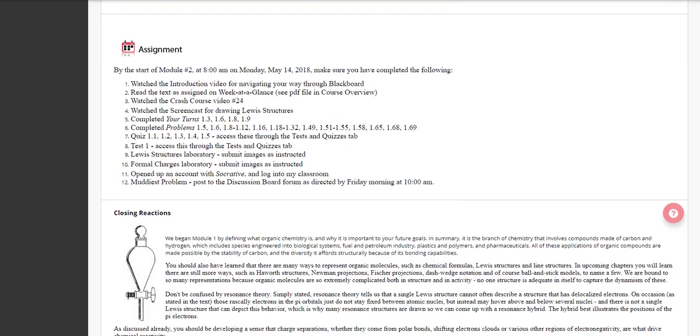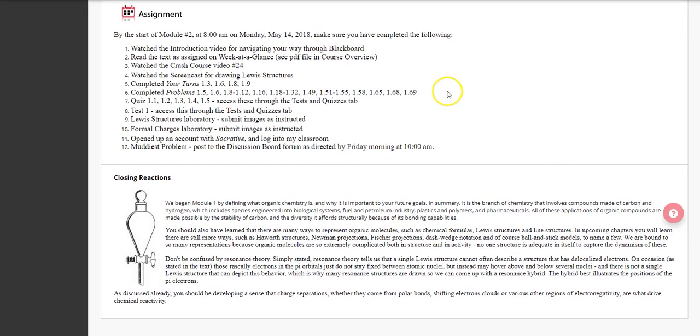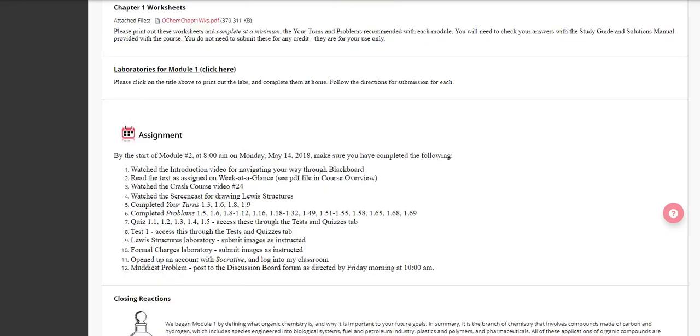So here's the checkoff list. So this kind of alerted the students what they needed to have done by the time they started module 2. And of course, I was really good about leaving a date, making sure they understood that these assignments were time sensitive. And kind of as a summary, I had a little section here called Closing Reactions. And this was a summary of what the students should have learned as they went through the module.